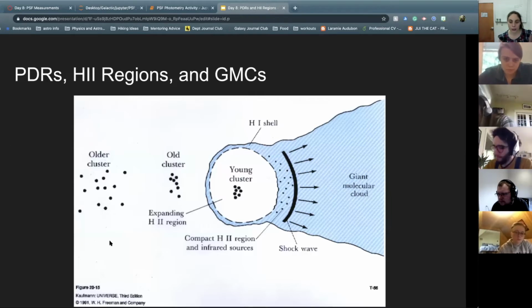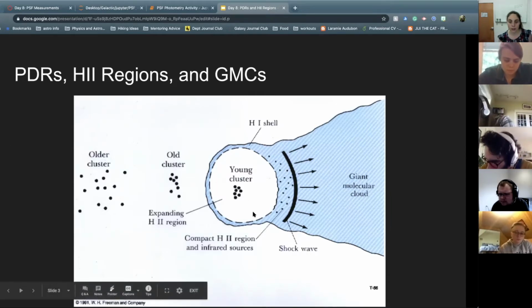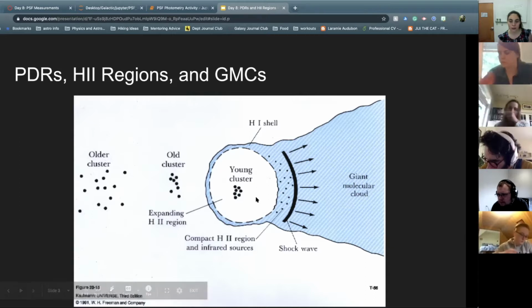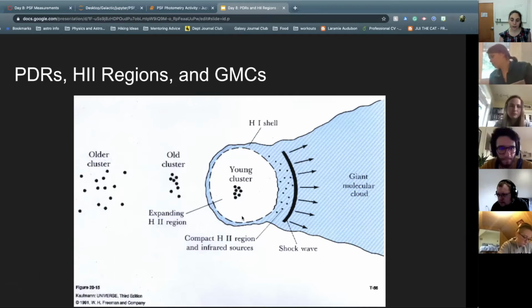The H2 region is going to be the region around a young star cluster. So this is going to be the H2 region. The PDR, it's not labeled here. We will talk about the PDR, the photodissociation region, is going to be this H1 shell surrounding the H2 region. And then the H2 region is going to form out of a giant molecular cloud, or a GMC.